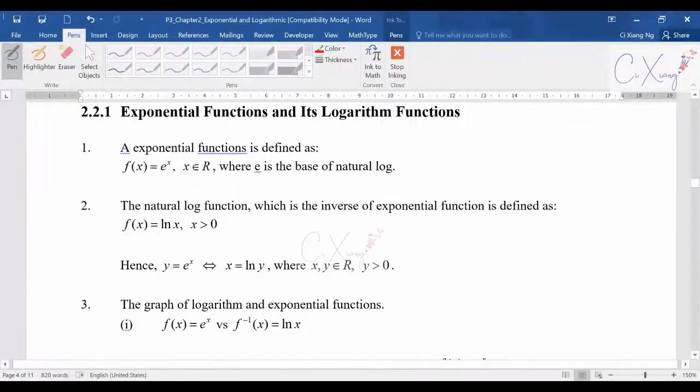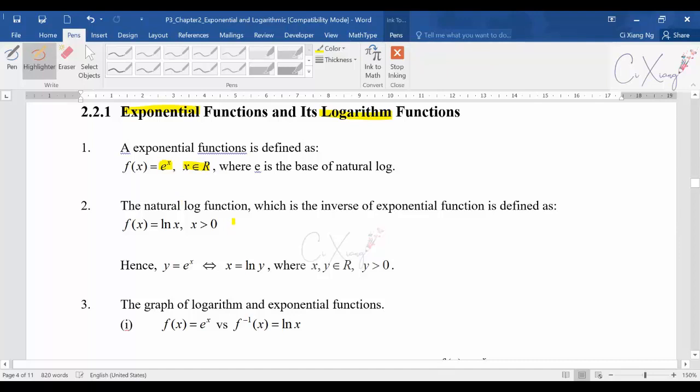Alright, so for this video, we are going to discuss how to sketch the graph for the exponential function and also the log function. In the previous video, we already learned what the log for base e is. We call it the natural log. When we change it to the exponential function, it will be e power x, where x can be any number.